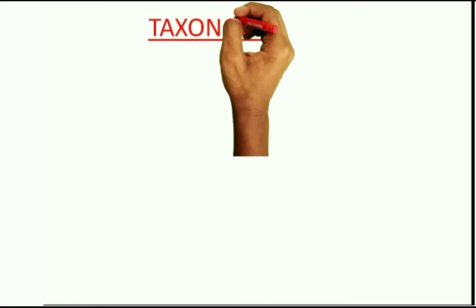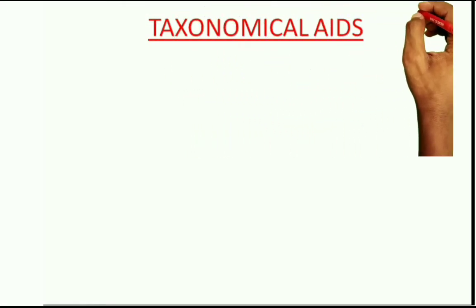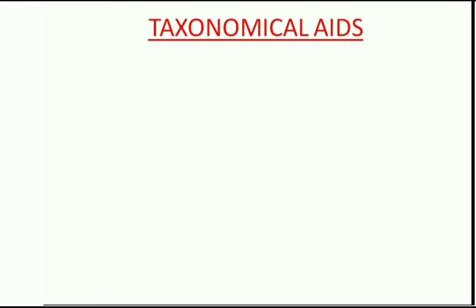Good morning, children. Today we will discuss the last topic of this chapter, taxonomical aids. Children, what do you mean by taxonomical aids? These are actually the preserved plant and animal species. These preserved species can be living or dead.